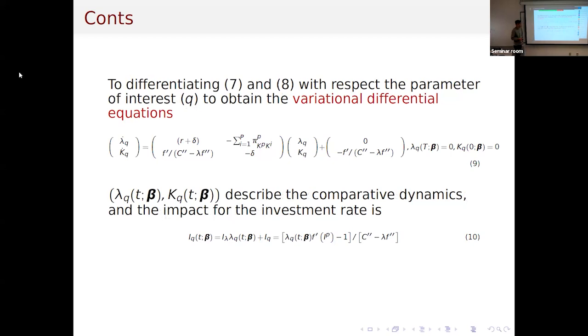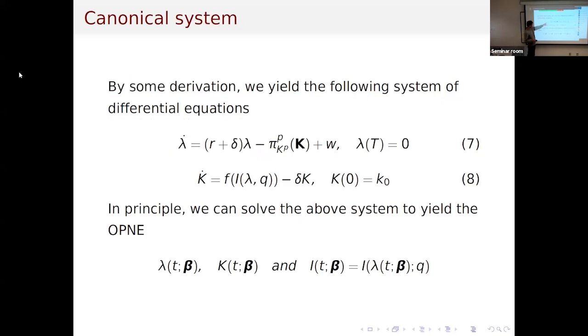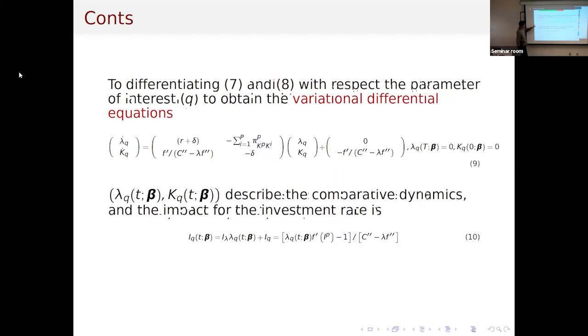That's the double derivative. The notation is d2 by d lambda dq, and d dt, with respect to Q and t. Because this is the dot, it's a Q here. If we can solve this equation, it gives us the trajectory of this vector, lambda q and kq. So this is actually the comparative dynamics we want.